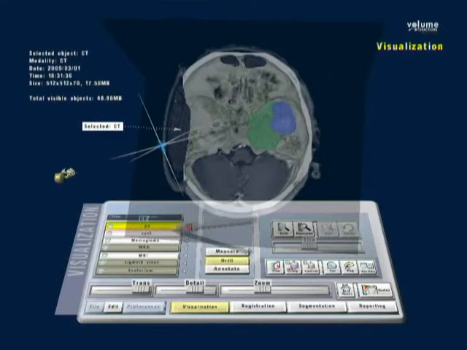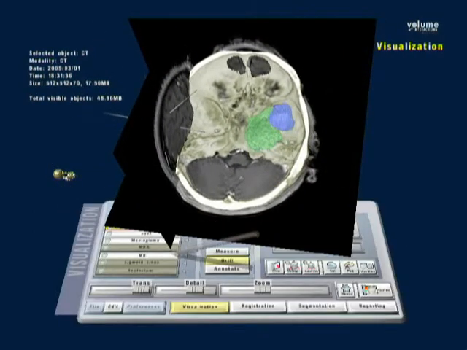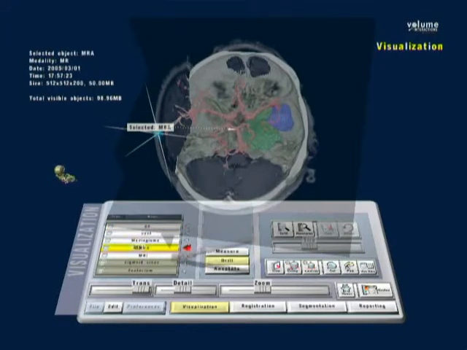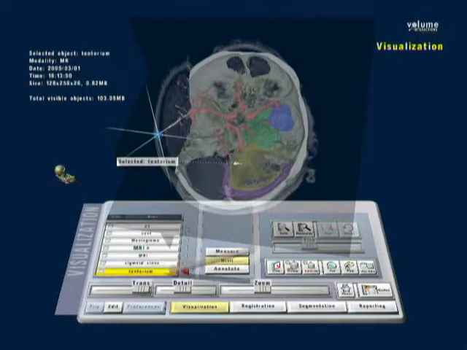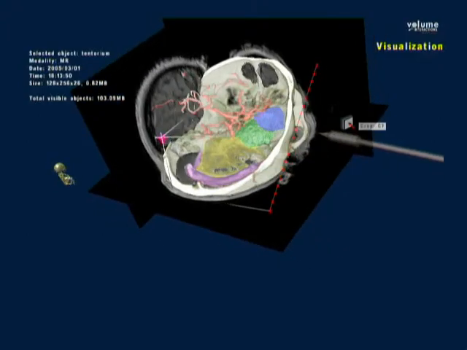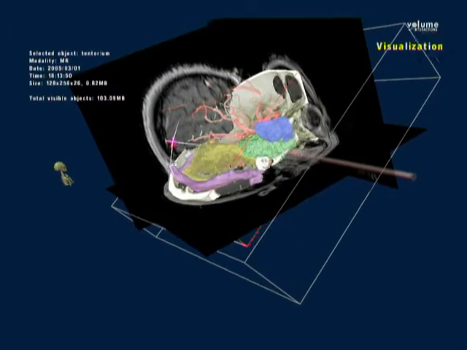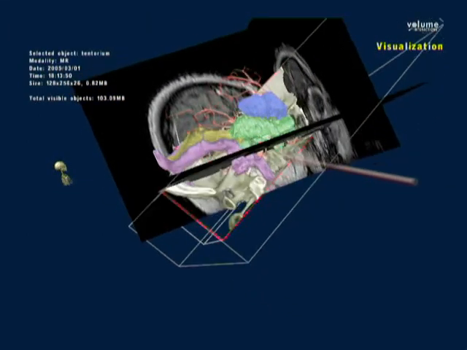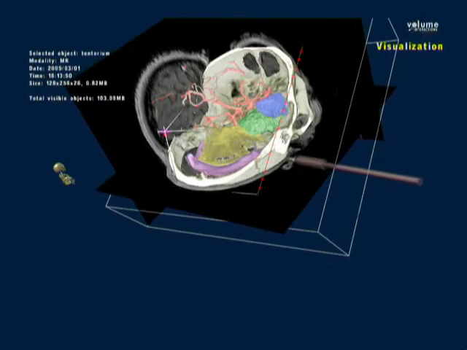Now we're activating the fused CT and the MRA in red and the sigmoid sinus and the tentorium in yellow. Now cropping the CT, exploring all spatial relationships.